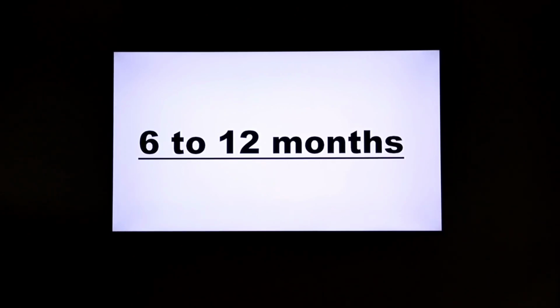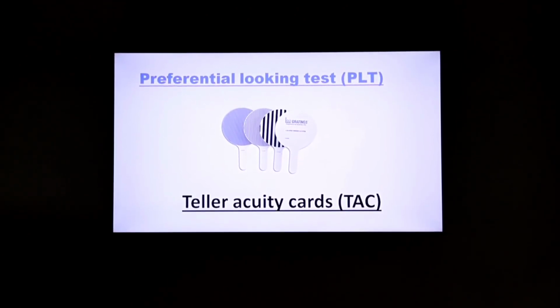Next, child from 6 to 12 months. First is the preferential looking test. These are the Teller acuity cards. There are sets of 6 to 7 pairs of cards, and a child is shown these cards.